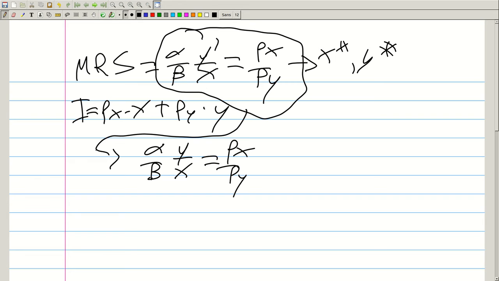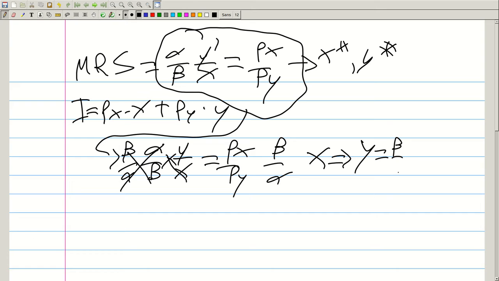And recall, I just want to get y by itself. So what am I going to do? I'm going to multiply both sides by beta over alpha. And I'm just going to multiply on both sides by x. So x is canceled here. And what am I left with? Just to recap, y is now going to be equal to beta over alpha times px over py times x. Oops, my times looks like a double x. So let's just make the times a dot there. So times is just a dot.